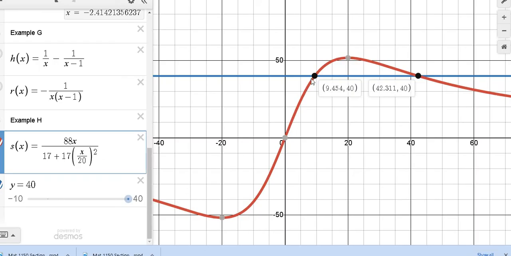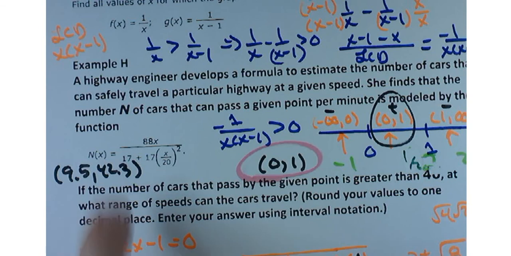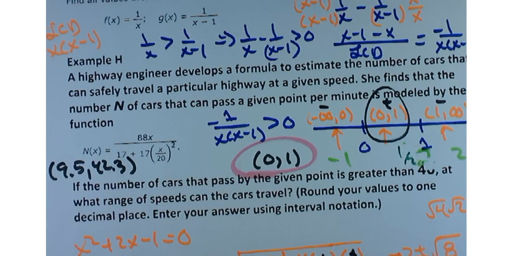But in any case, the answer that you would give here would be 9.5 to 42.3. That's all there is on that one. So 9.5 to 42.3. And I'm going to use parentheses on that because this is just a greater than, not a greater than or equal to. So there's your answer on that one.